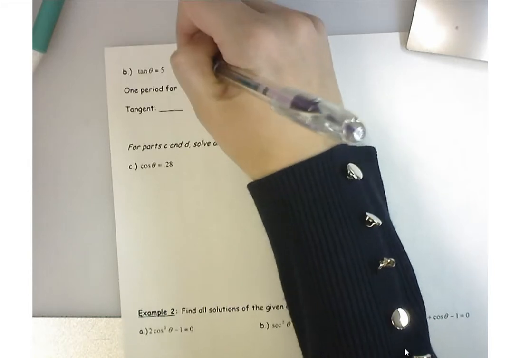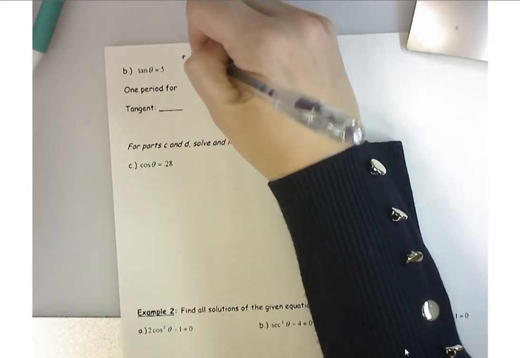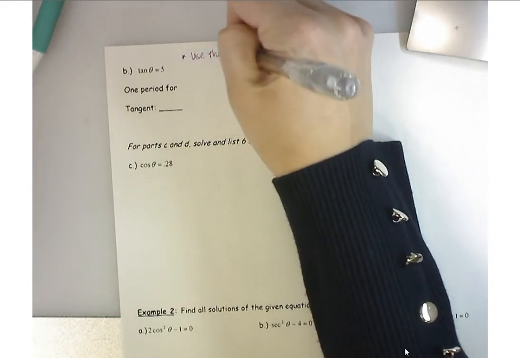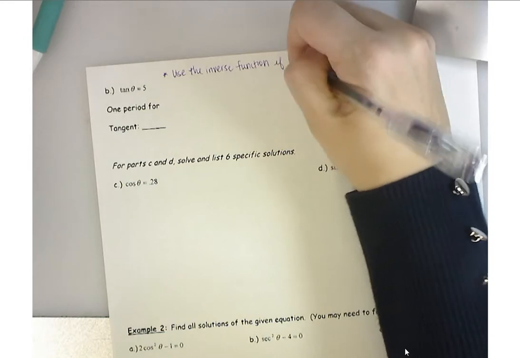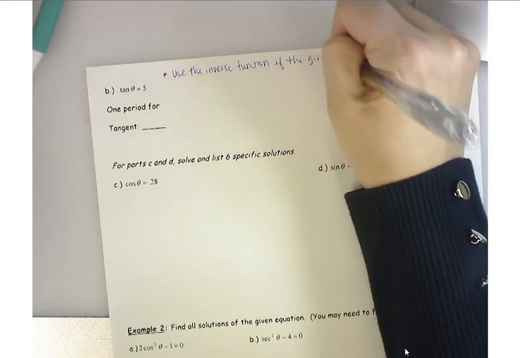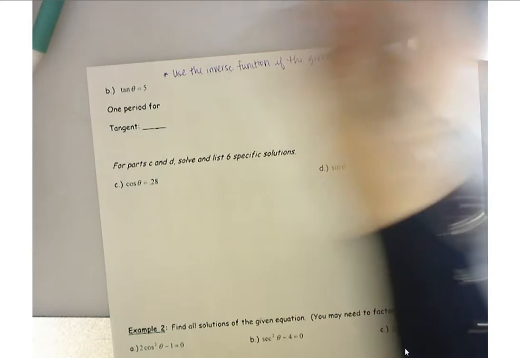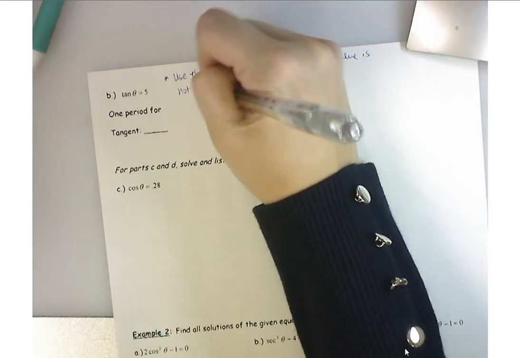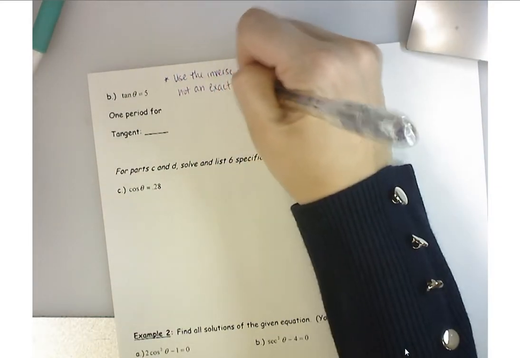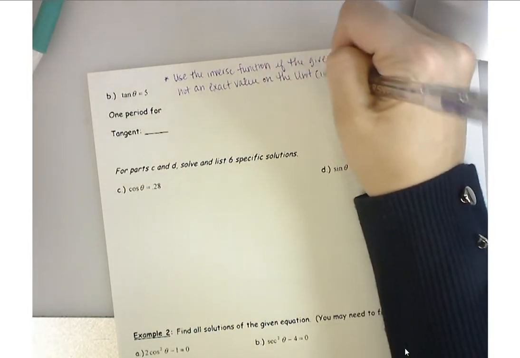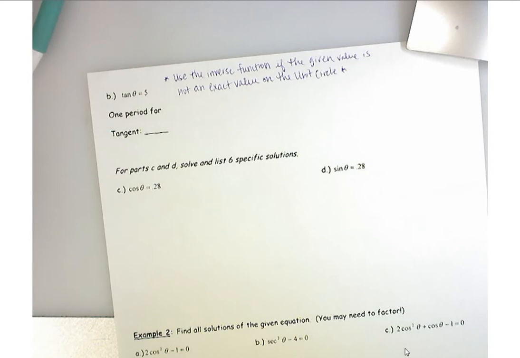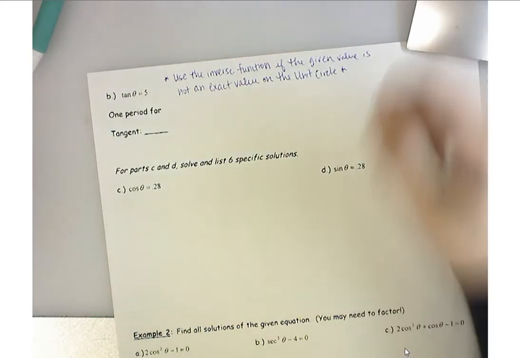So I'm just going to make a little note. You are going to use the inverse function if the given value is not an exact value on the unit circle. Okay, and then whenever we do that, we're just going to round to 2 decimal places.